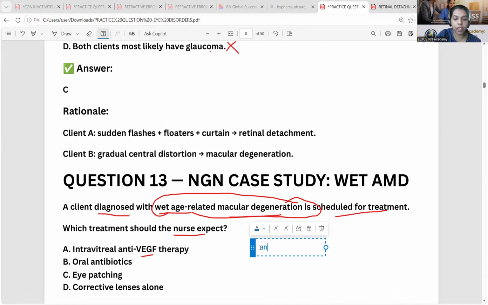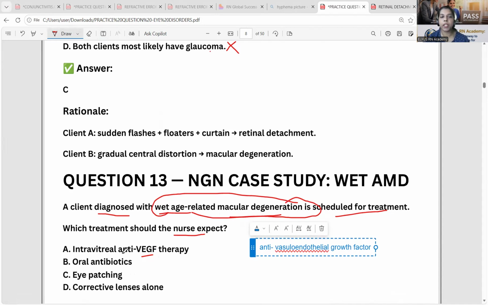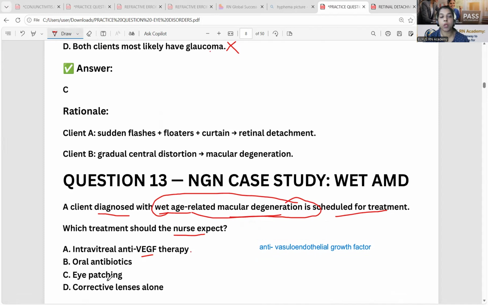Anti-vascular endothelial growth factor can be the treatment of choice for wet age-related macular degeneration. But we can go through the options and find out. The first option, intravitreal, that means into the eye, we are directly administering this anti-vascular endothelial growth factor. It can be the answer, but we can look at the other options also.